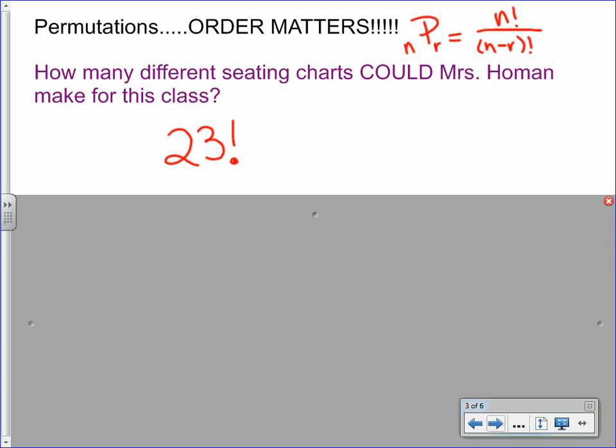Okay? So a permutation is a type of fundamental counting principle. But it's special. Okay, 23 factorial is the same as taking 23 permutations of 23.